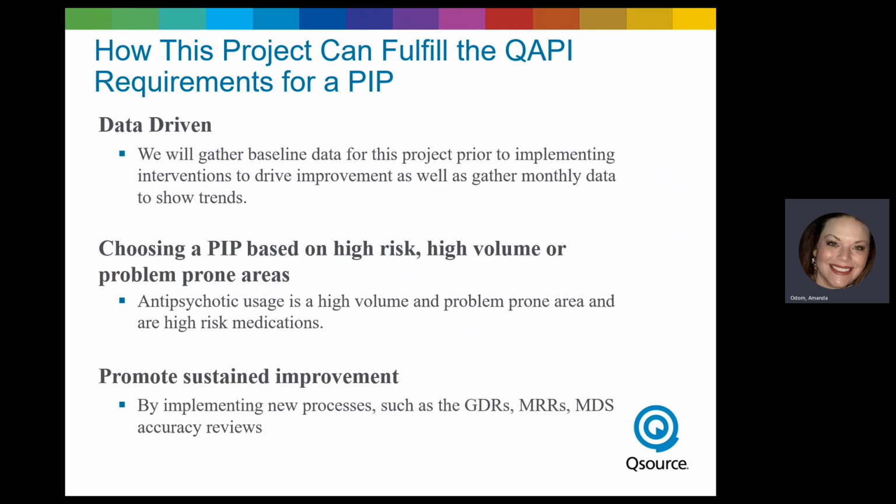Behavior management is a high volume, problem prone area, and antipsychotic medication is a high risk drug classification that can cause severe adverse reactions. By implementing new processes such as gradual dose reductions, medication regimen reviews, and promoting MDS accuracy, you will be able to promote sustained improvement.